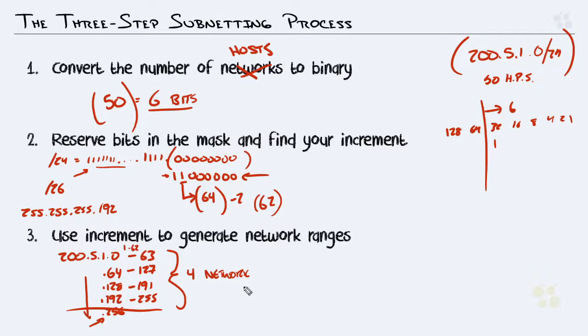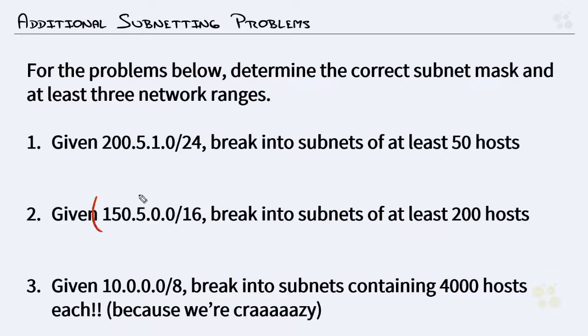Cool. Number 2. Given 150.5.0.0/16, there's our Class B example, break it into subnets of at least 2,000 hosts. 2,000.